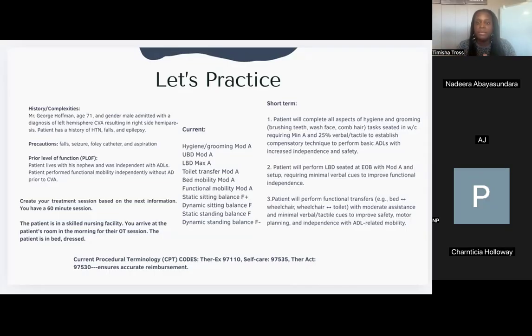You have the numbers there, and therapeutic activity, you have the numbers there. These are the actual numbers that are currently being used in facilities. All right. So this is just the scenario.